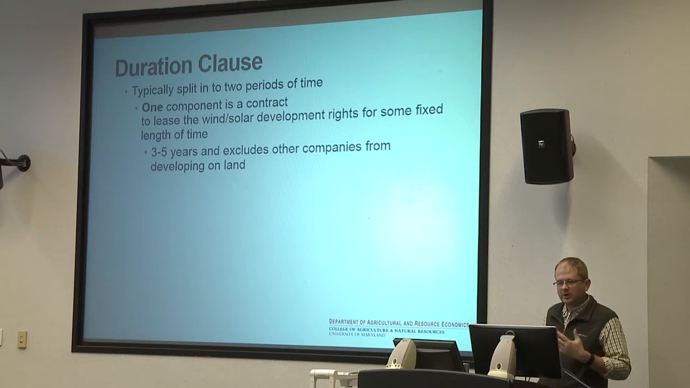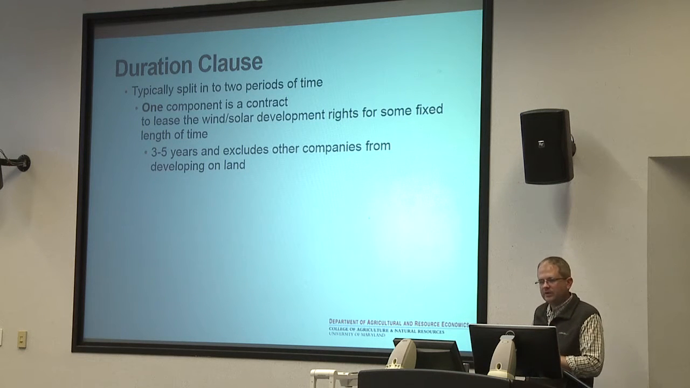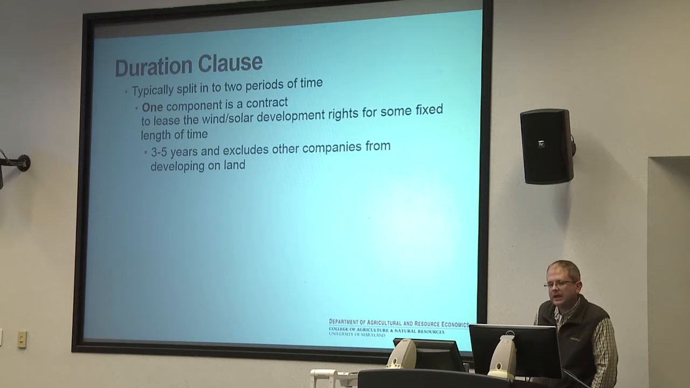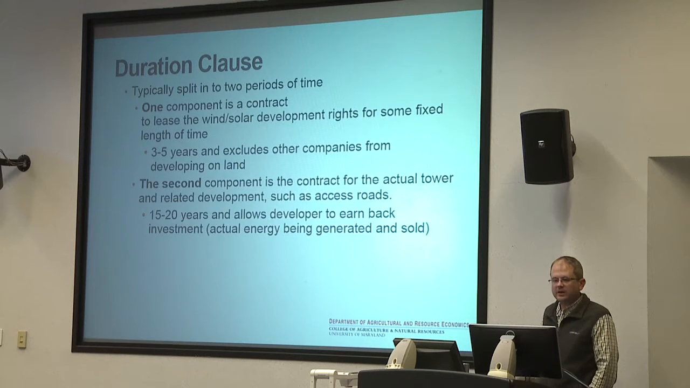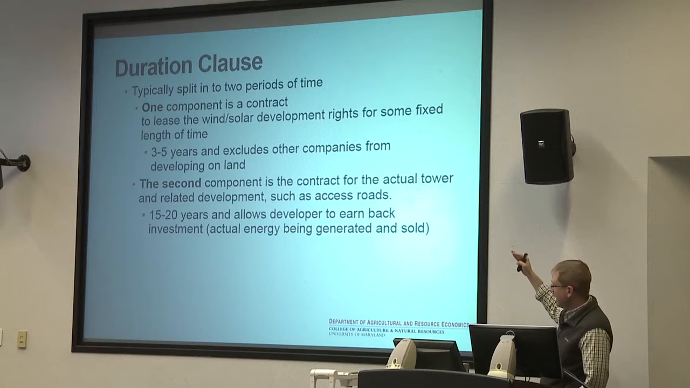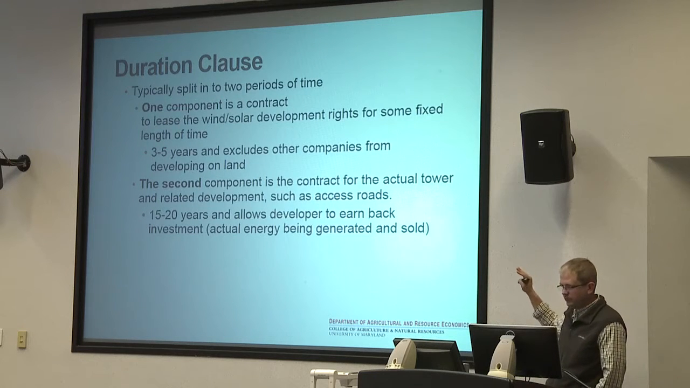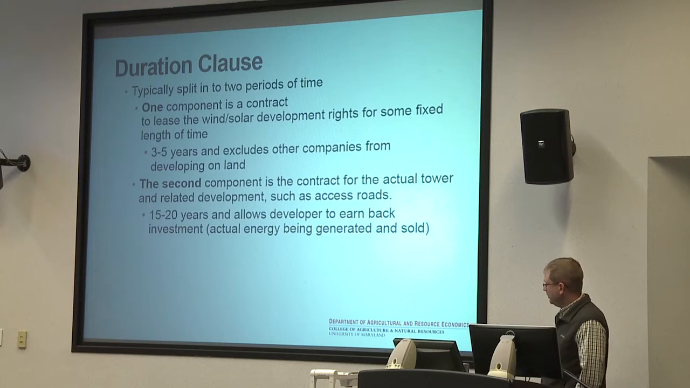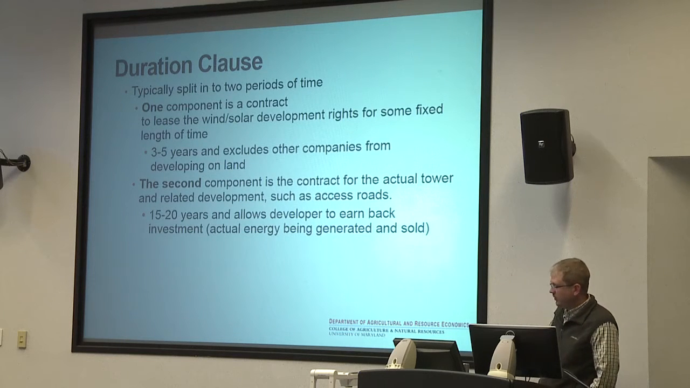Duration. It's typically split into two periods. One component is a contract to the lease solar development rights for some fixed period of time, 3 to 5 years, and it excludes other companies from developing the property. This is typically when they're going to come out and look at whether the land is suitable for what they want to do. And then the second component will be the contract when everything actually goes up, it's developed, their access roads are created, whatever they need to do. It's typically 15, 20, maybe longer, and it allows the developer the right to earn back their investment. Actually, energy will be developed, generated, and sold during this period of time.